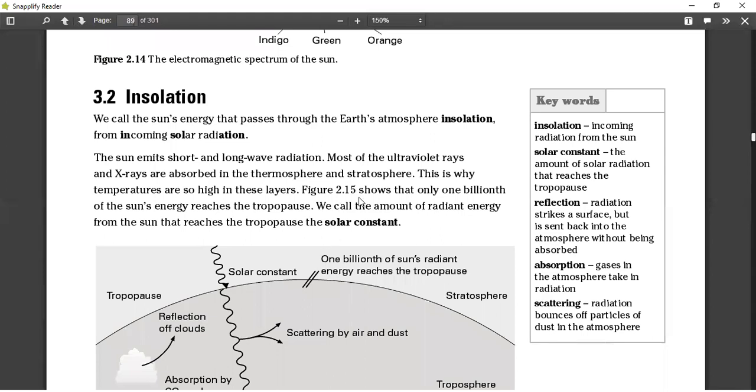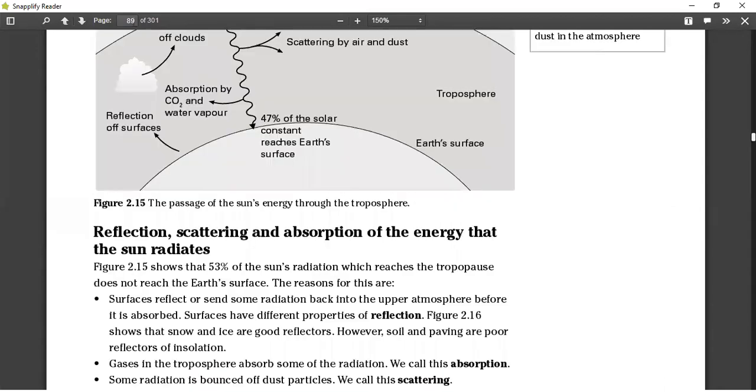Okay, so let's look at insolation first. We call the sun's energy that passes through the Earth's atmosphere insolation, in the form of incoming solar radiation. Right, when we say incoming, we're talking about how the heat is emitted.